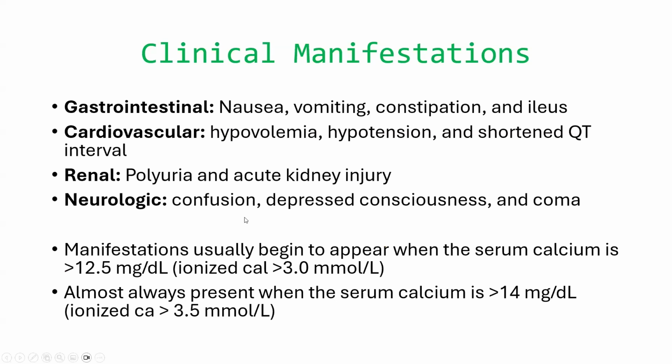The manifestations usually appear when the calcium level goes more than 12.5. It almost always happens when the serum calcium level is 14. Typically, when it exceeds 10 or 11, I start giving saline boluses and furosemide to decrease it, because we do not want to have these clinical manifestations.